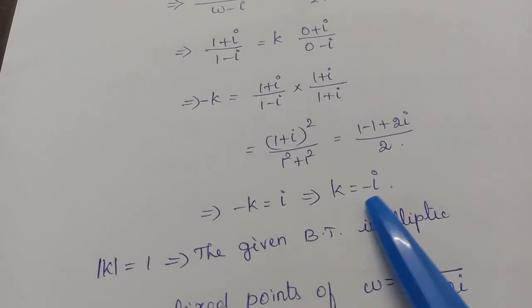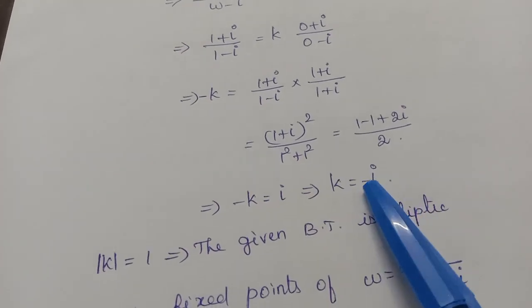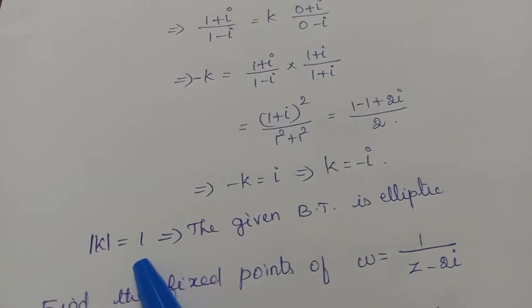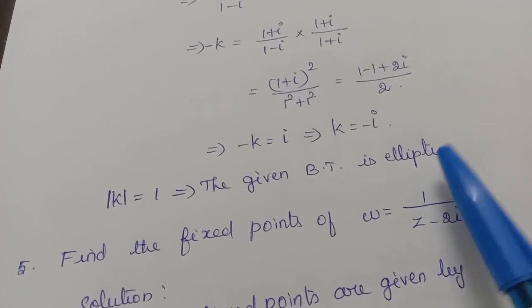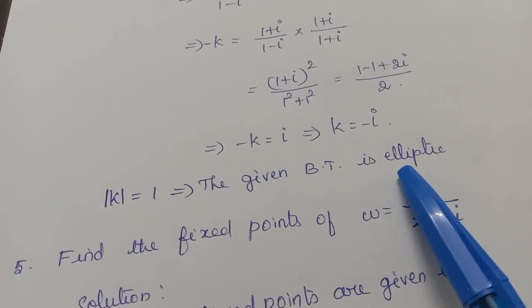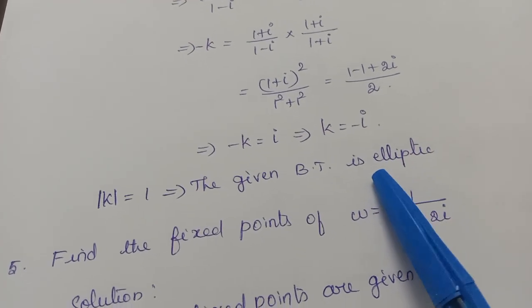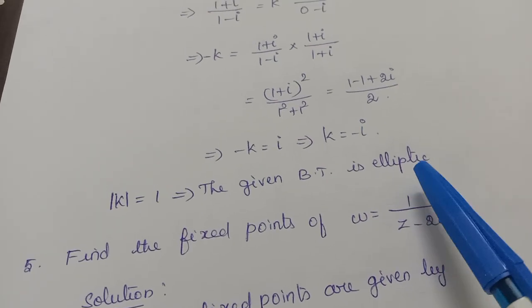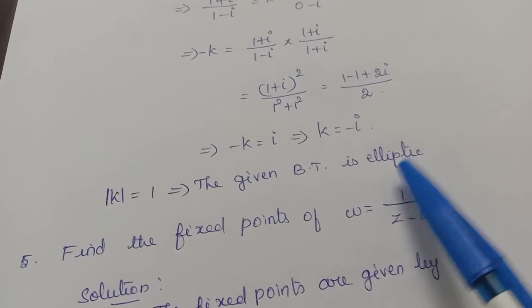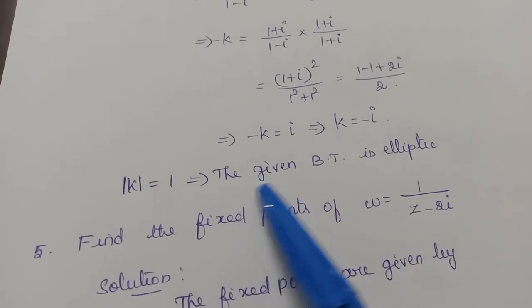So this is a negative, this is an imaginary number, no? Modulus of k equal to 1. So this given bilinear transformation is elliptic. I have given in the previous video how to identify whether the given bilinear transformation is elliptic, parabolic or hyperbolic. So if you want, you can go through the previous video. Okay, so this is over.